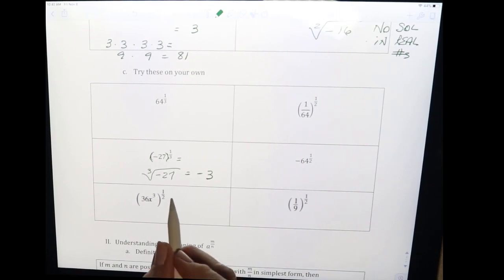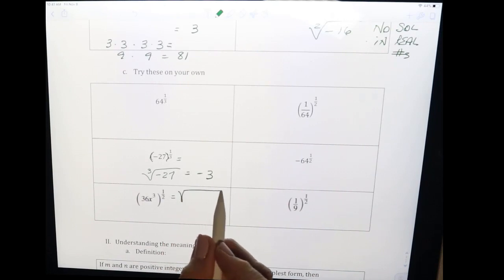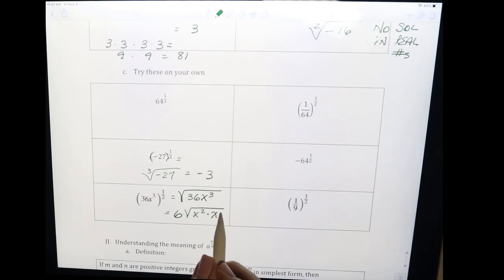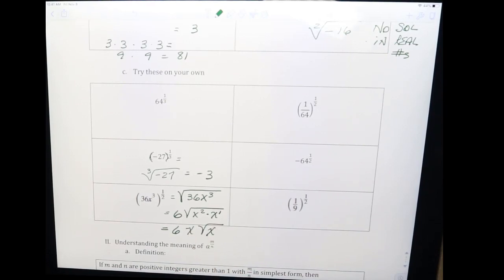And the last one I wanted to look at with you is the square root of 36x cubed. And remember, the square root of 36 is 6. That comes out from under the radical. And then this square root of x cubed, we need to go to that process of writing that. It's an odd exponent. We need to write that with an exponent 1 and an even exponent here. So simplifying here further, the square root of x squared is x, and I cannot simplify the remaining square root of x, so I leave that in radical form.